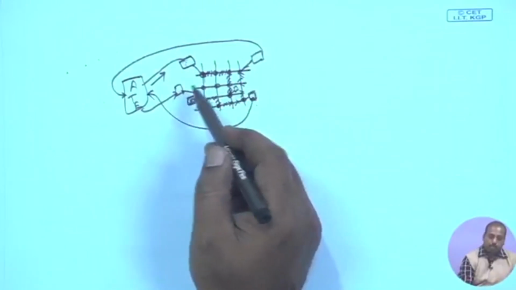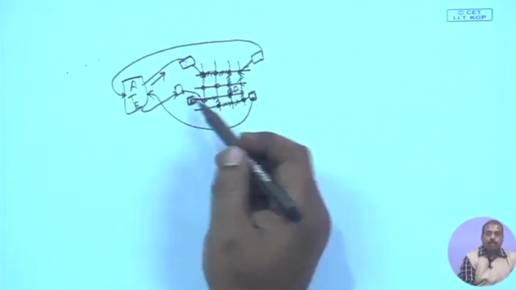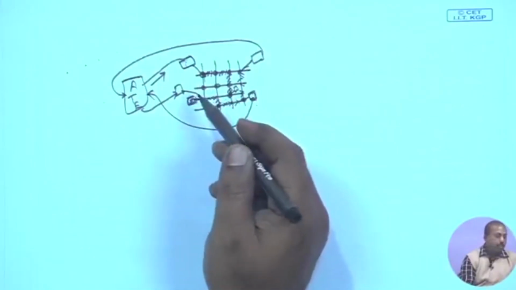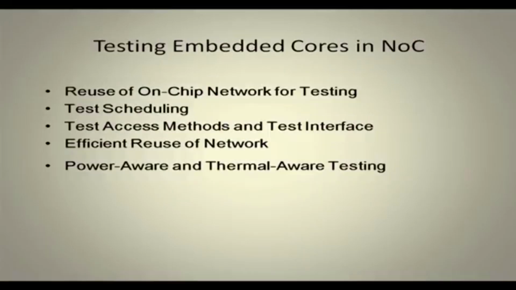So, that is the access mechanism for the testing. Okay. And the interface, like how this interface is there, like individual codes that are attached, so they must have their wrappers and all that. So, this test access method and test interface, so they will be talking about that.